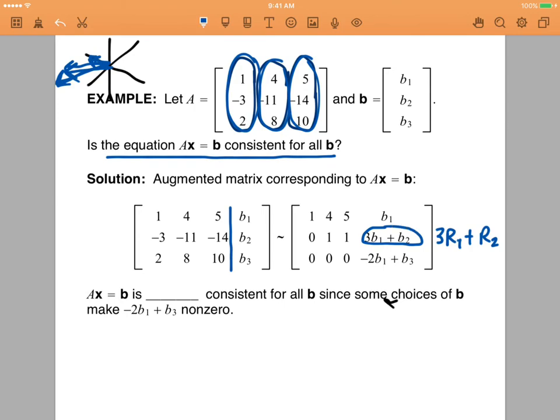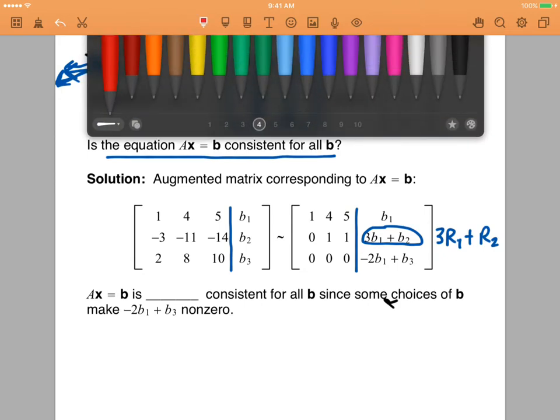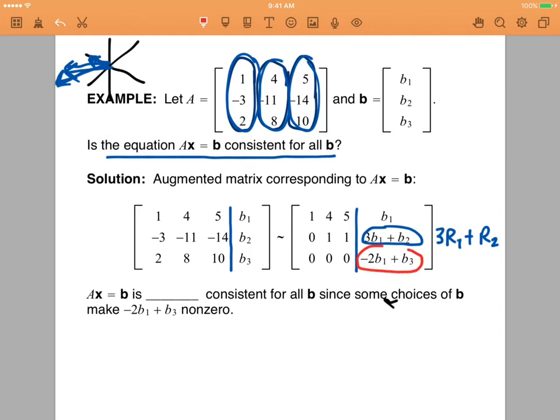Okay, so then, more importantly, when you look at the reduced echelon form, there's a row of zeros on the left. So whether or not this system has a solution is going to come down to this number here, the negative 2b1 plus b3, because a system is consistent as long as it doesn't have a row of zeros and a non-zero number at the end. So I guess the answer here is not.